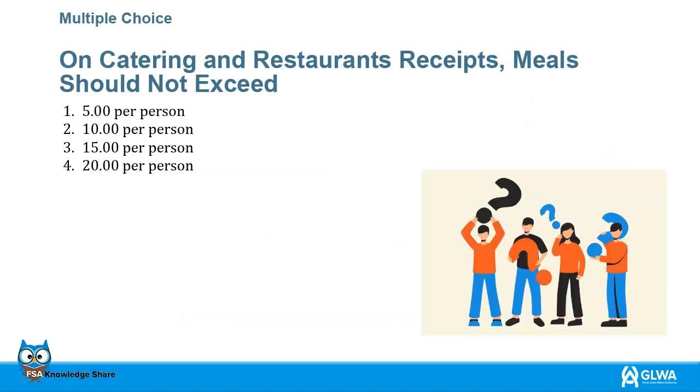On this slide is a multiple-choice question. On catering and restaurant receipts, meals should not exceed $5 per person, $10 per person, $15 per person, or $20 per person. The answer is on the next slide.